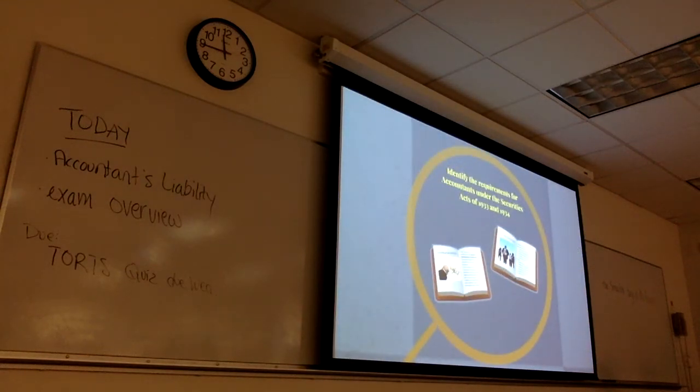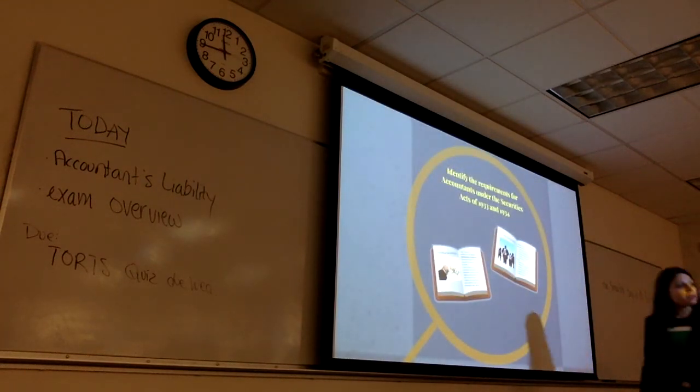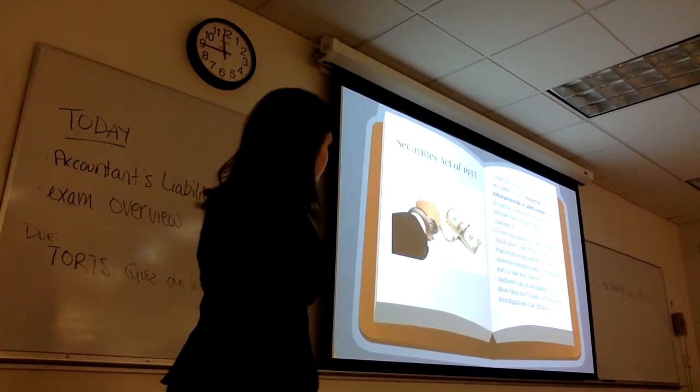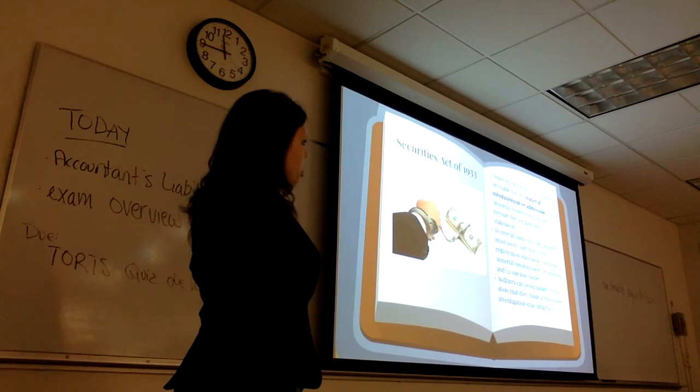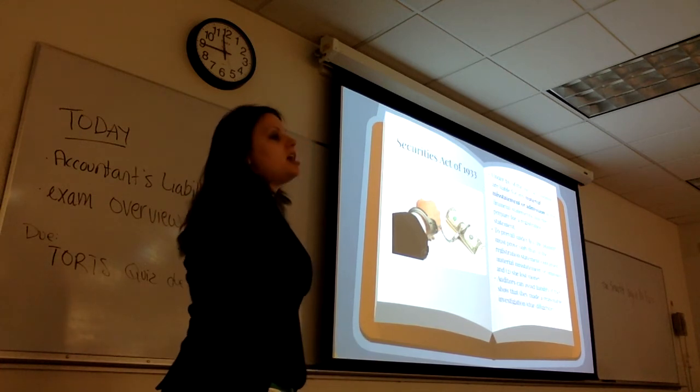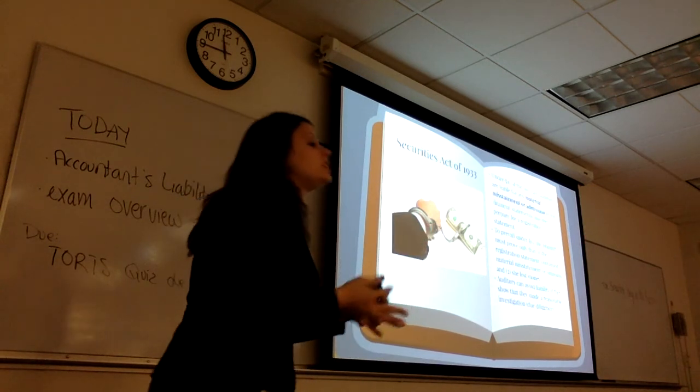There are a couple other regulations when we talk about accountants' liability. So the Securities Act of 1933 and 34. Under Section 11 of the 1933 act, auditors are liable for material misstatements or omissions in the financial statements. Let's talk about that in plain English.